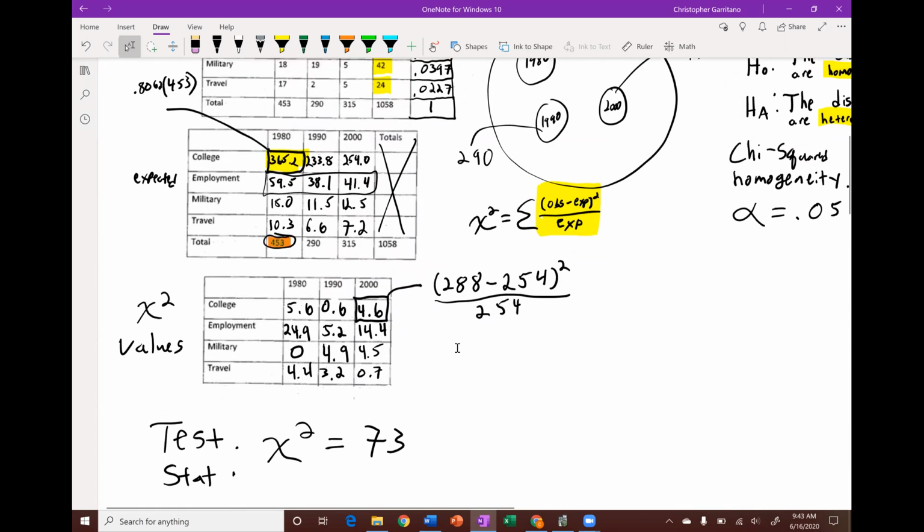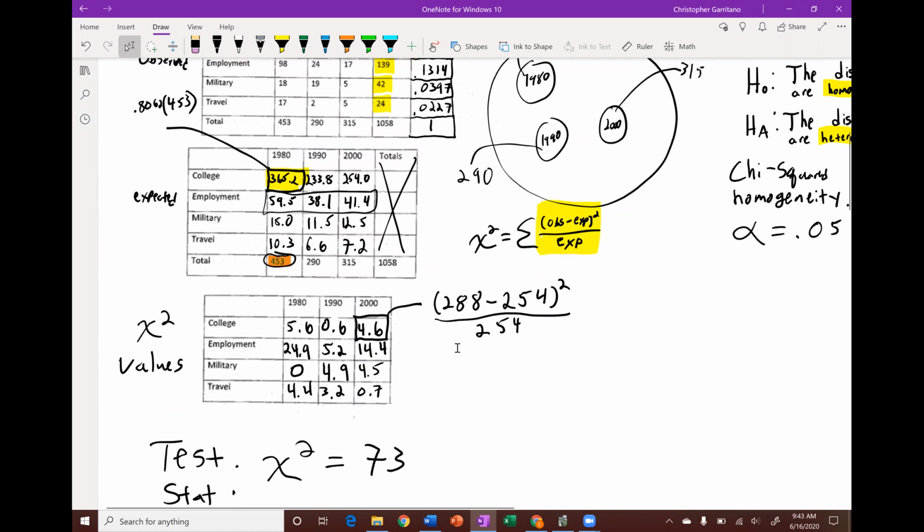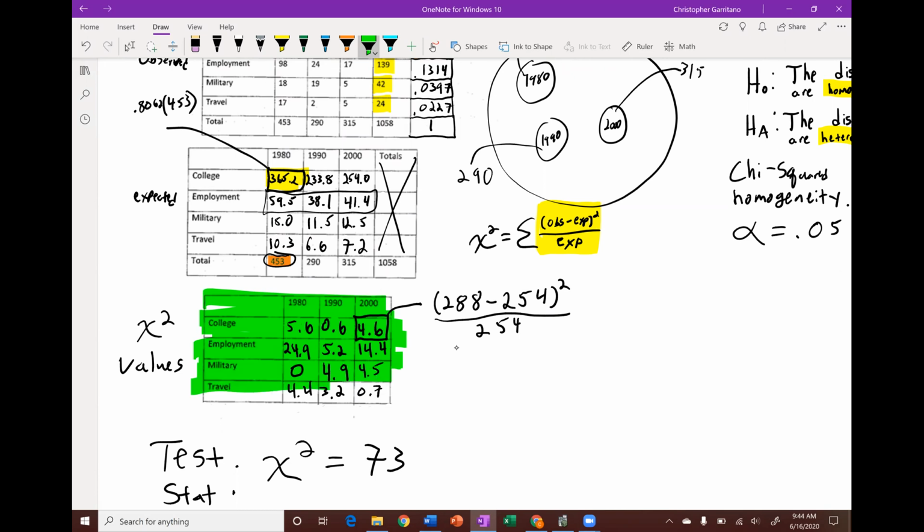I also want to point out that after you look at your table of chi-squared values, let's use a different color. This guy right here, this table of chi-squared values, you can get a sense for which values, which I guess cells, are really different from what we expected.